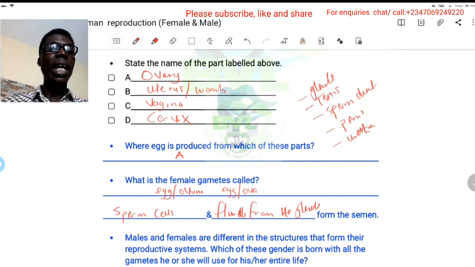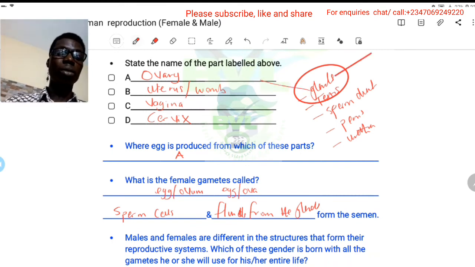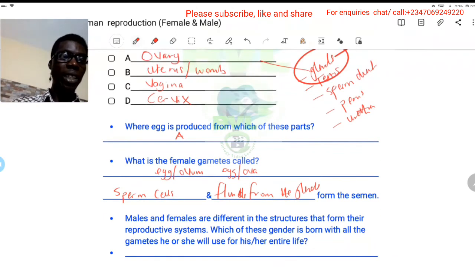Now, this gland, of course, if you've been in my class before, I told you it is made up of seminal vesicle and prostate gland. But for the context of this class, don't worry about that. You can just know that for knowledge sake. Now, male and females are different in the structures that form their reproductive system. Which of these genders is born with all the gametes he or she will use for his or her entire life? Wow, that's the female.